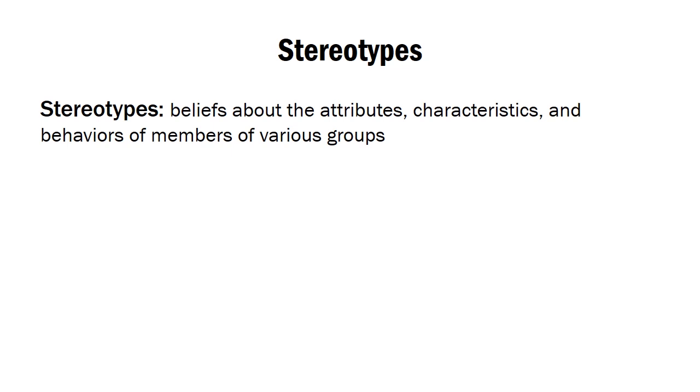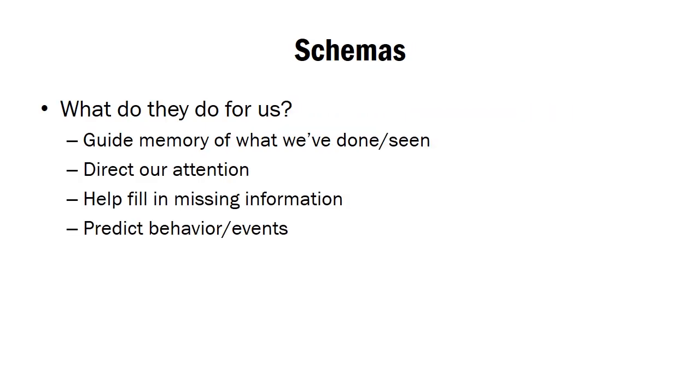So what do schemas do for us? If we have them and they are the way in which our mind works, there must be some function to it. And one thing it does is it guides our memory of what we've done and seen. Most of the time, this helps us tremendously, so we don't have to remember every detail. We kind of get the gist of things, and usually that is accurate. But as we've just seen, sometimes it can lead to the wrong conclusion.